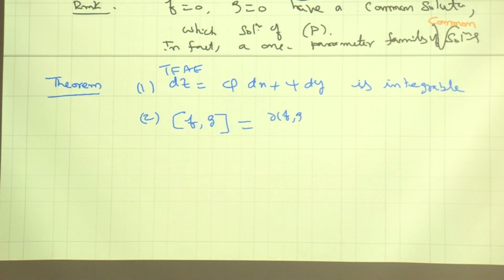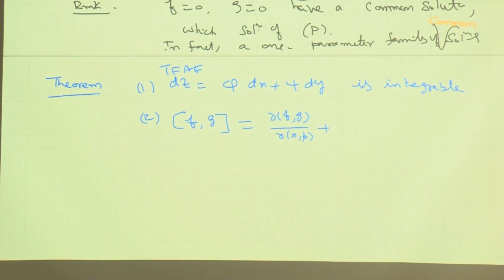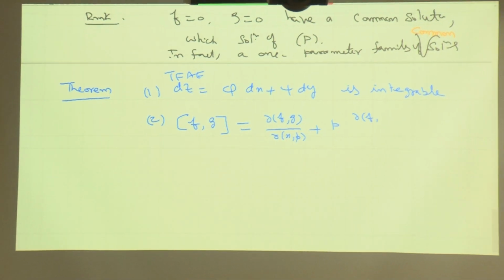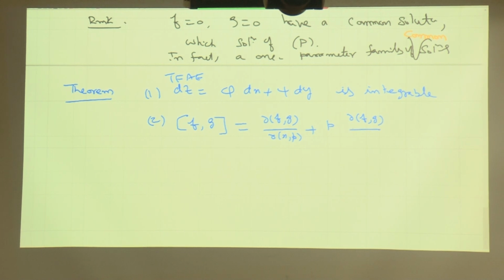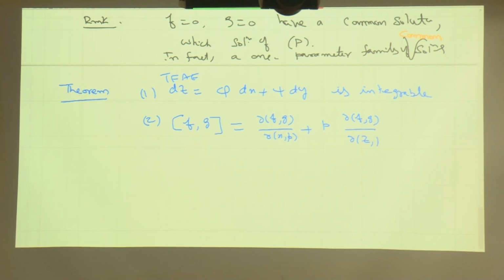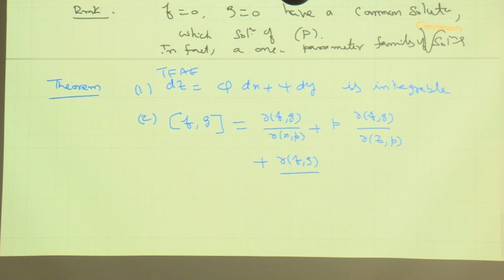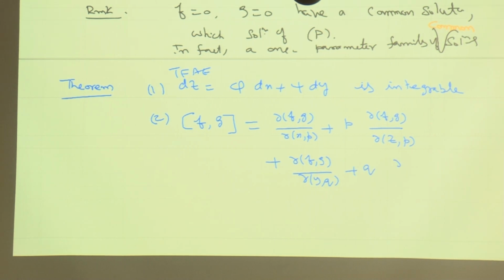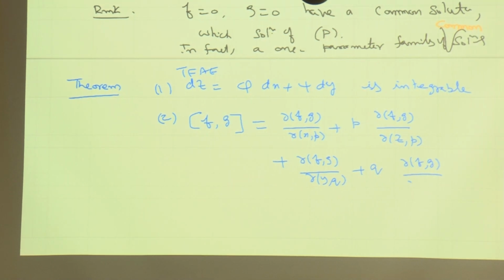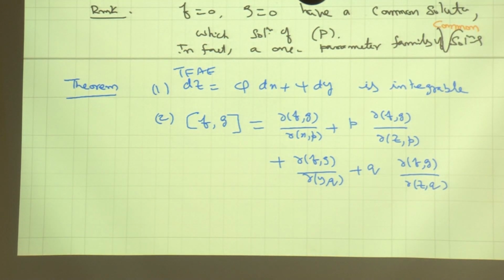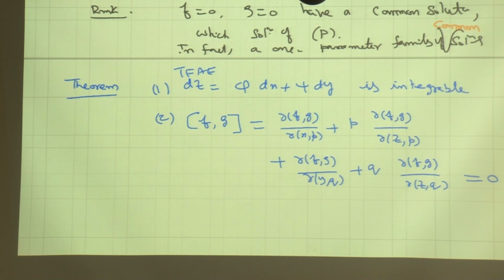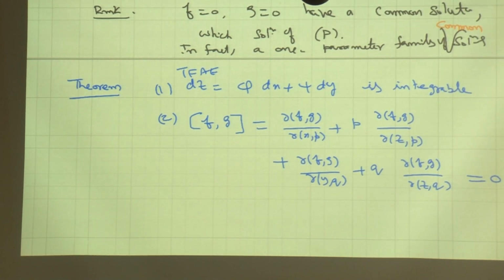Okay. Dou fg by dou xp plus p times dou fg by dou zp. Just have a look at the denominators. Plus, because the numerator is always dou fg, dou xp is over, no, dou yq, plus q times dou fg by dou zq. This must be 0. This is a condition that you can verify.